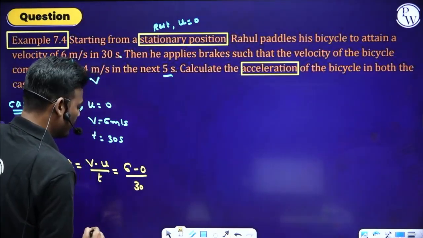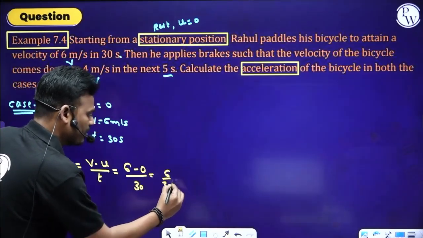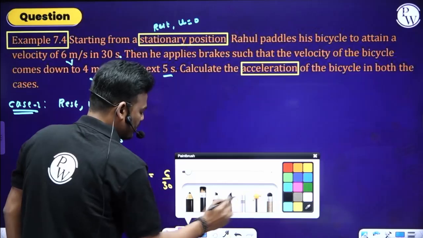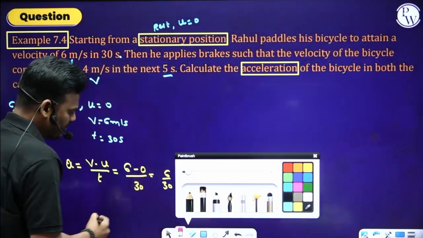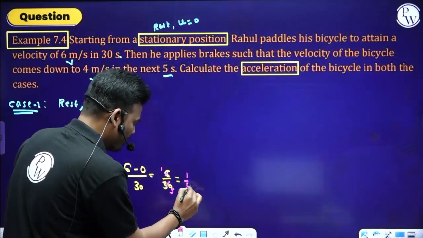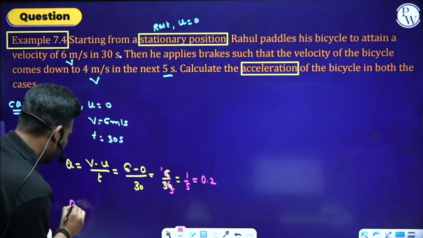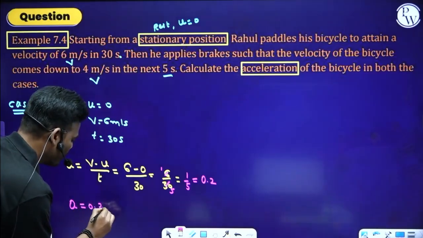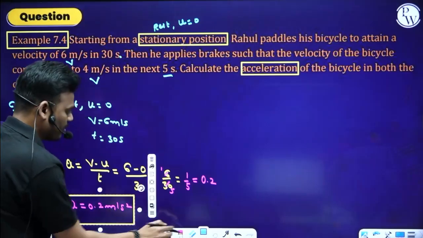So that means here you can write 6 divided by 30. So 6 ones are 6, 6 fives are 30. So that is 1 by 5. Here you can write 0.2. So acceleration will be 0.2 meter per second square. This is the first case.